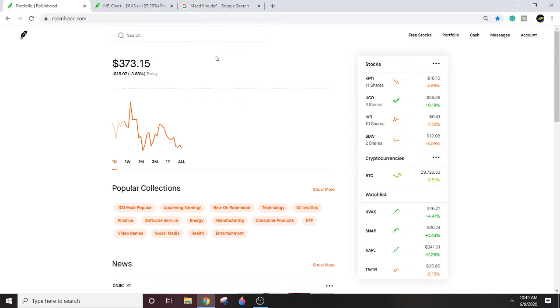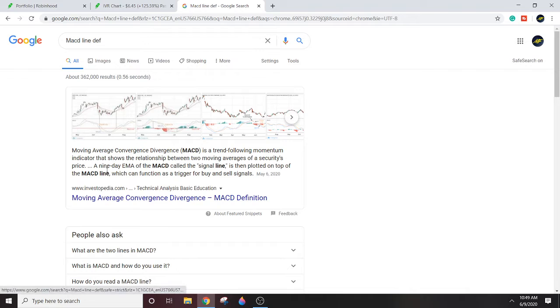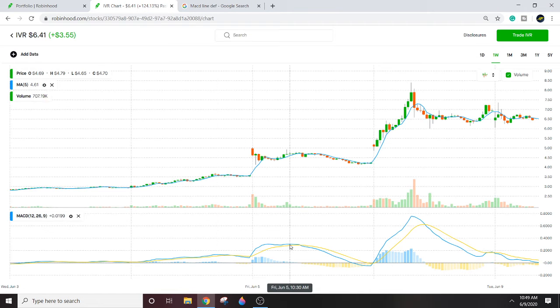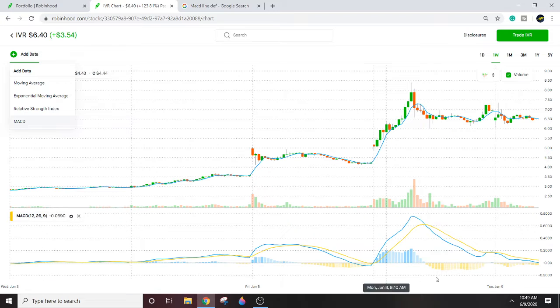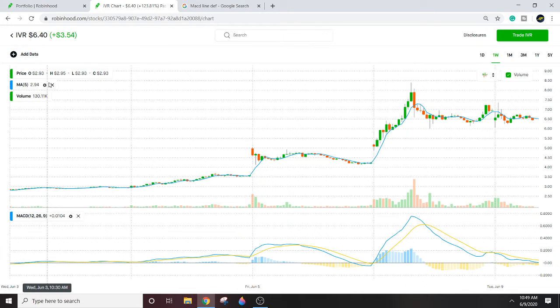So we're gonna be talking about the MACD line. So what does MACD mean? The MACD line definition says the moving average convergence divergence. I don't know, it's a handful, but you have to know it. So pretty much there's a few parts of the MACD line. This is the MACD line right here. You can add it by clicking add data, clicking MACD, and then you have it. So I chose IVR as the example for today's video.